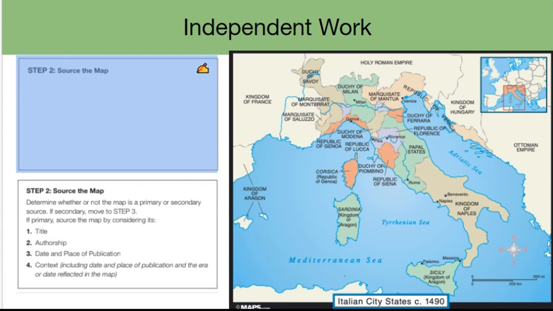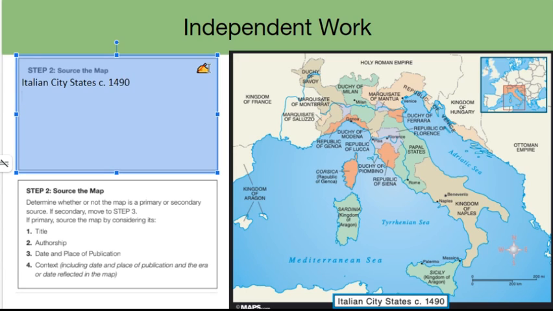I've got to source the map. Where is this map coming from? So let's see what can help us source the map. And remember, guys, this is what's all on the larger organizer. I'm just breaking it down step by step for you. So we have the title. You already said it's Italian city-states, circa 1490.